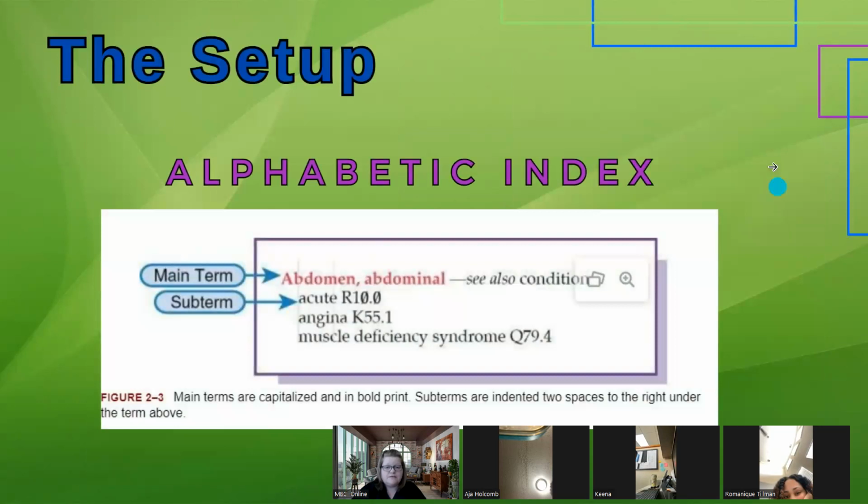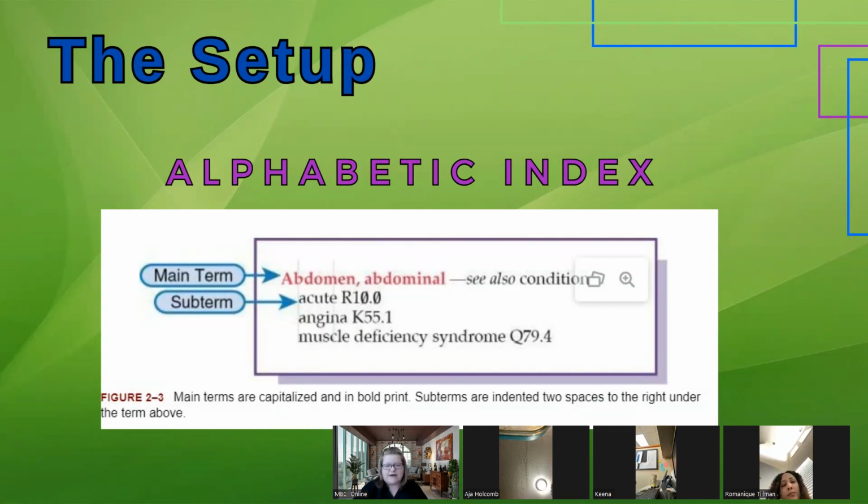Okay, the setup. Your alphabetic index in ICD-10 is in the front of the book. CPT, it's in the back. ICD-10, it's in the front. But it's made the same way. Big grayed out section. Very noticeable. Like half the book is the alphabetic index. Okay?